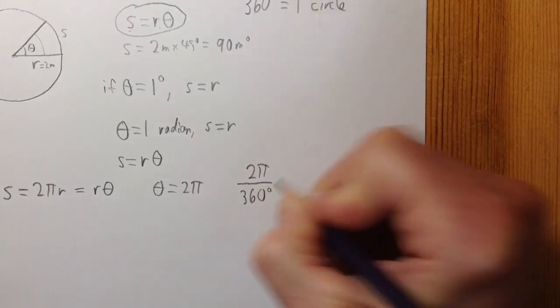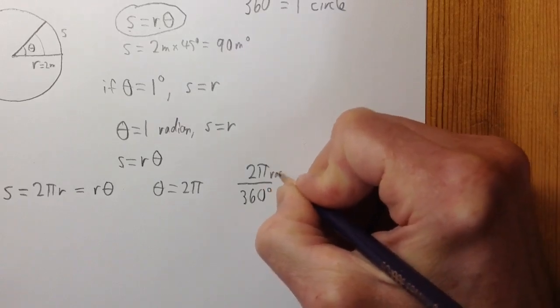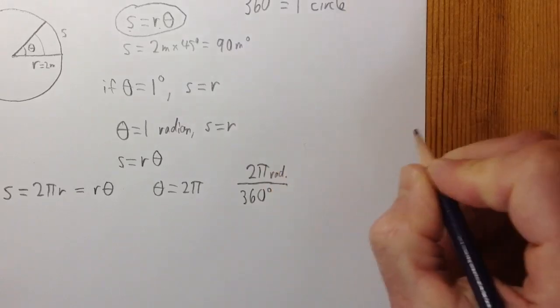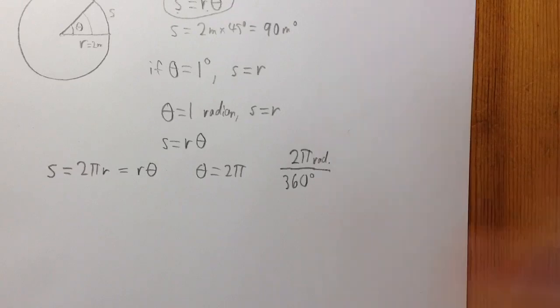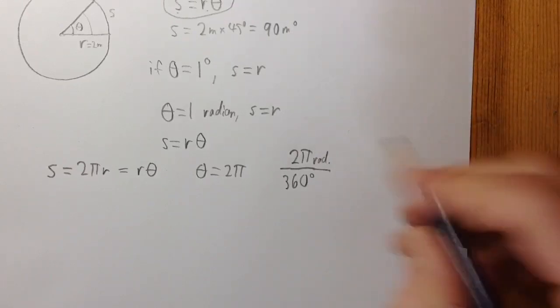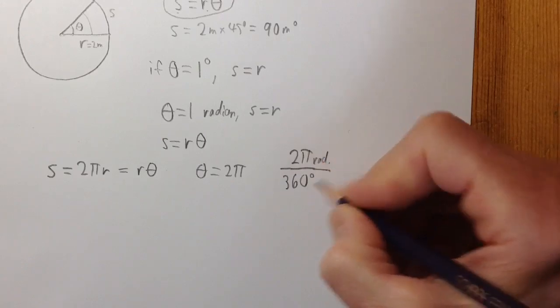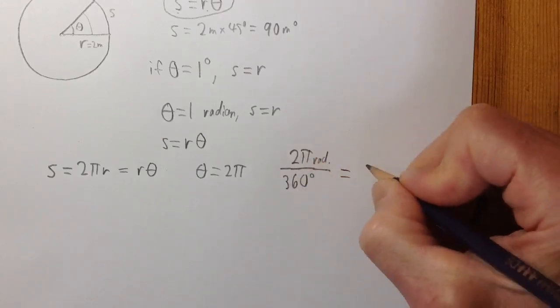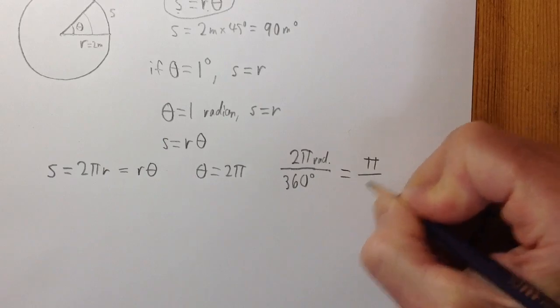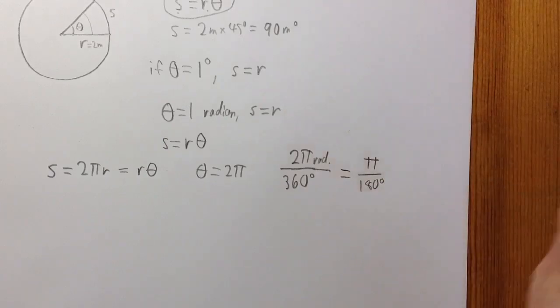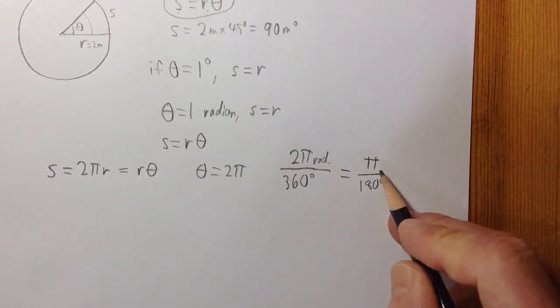So that's our conversion factor, 2 pi radians. You don't usually need to write radians, because if you're using radians, it's a natural unit and the units all work out. But to help you think, it's good to do that. So 2 pi radians is the same as 360 degrees. We can divide everything by 2, so pi radians is the same as 180 degrees. Half a circle is pi. So that's our conversion factor.